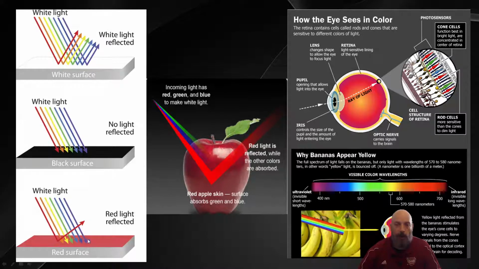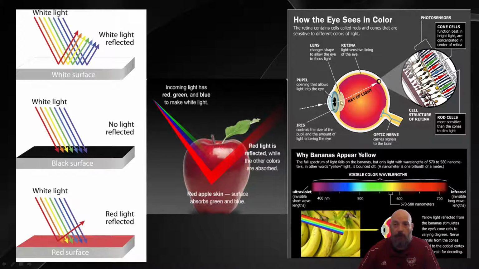Now, if we want to see something particular, like this apple here, and this apple has a red coat. So what then happens is the entire spectrum of white light goes to that red surface, and then that surface absorbs every color except for red. Or in the case of the leaf on the apple, it's going to absorb every color except for green. And what it doesn't absorb, it then bounces off and reflects towards your eye.